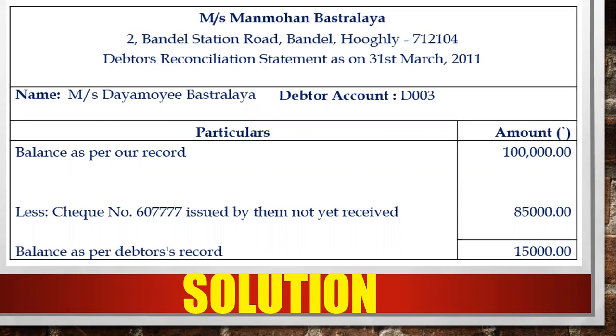What you have to do is always start with the creditor balance and end with the debtor balance. For data reconciliation also, and for creditor reconciliation also, you have to start with the creditor balance only. Clear, everyone?